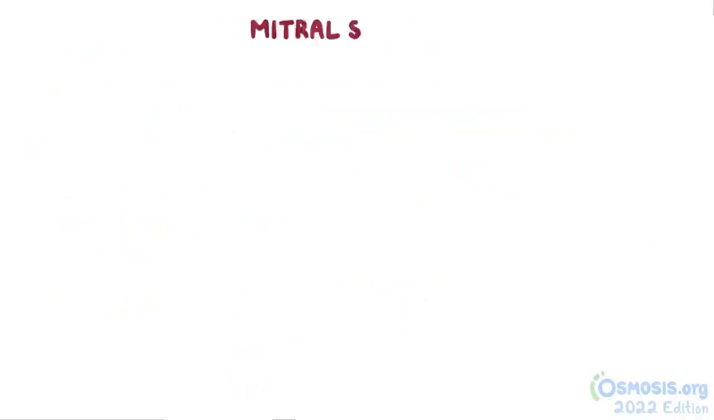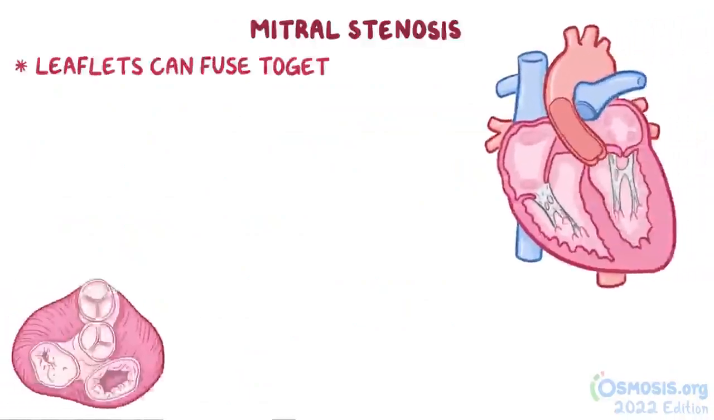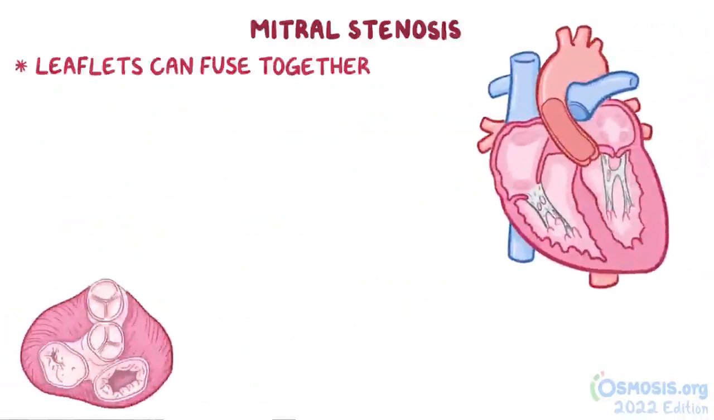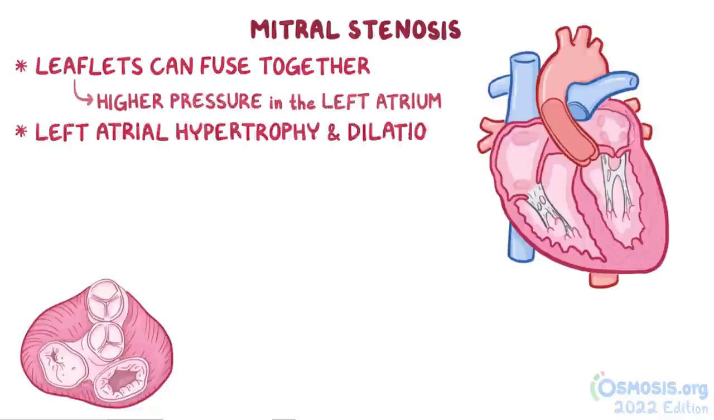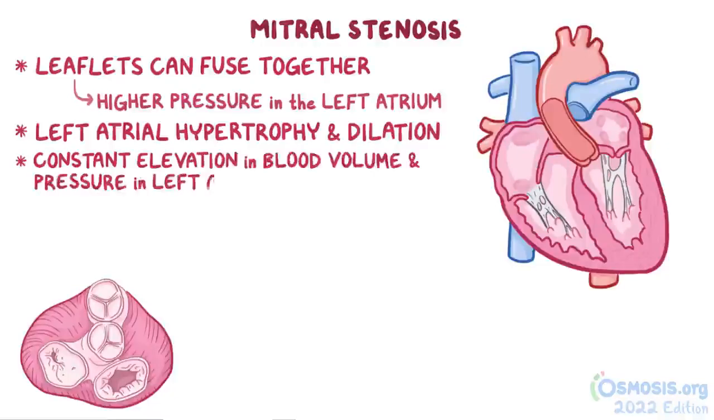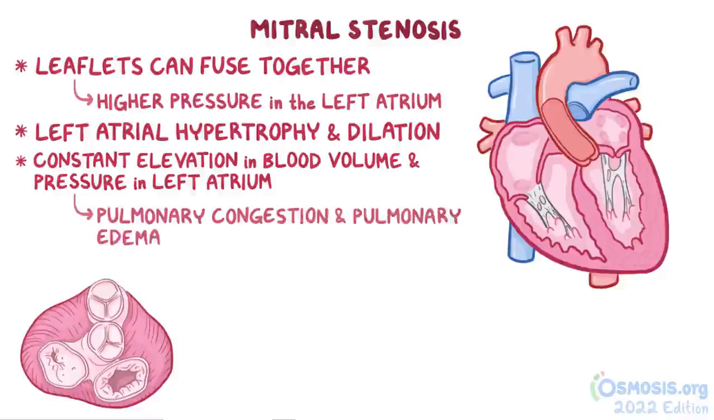In case of mitral stenosis, the leaflets can fuse together, so the mitral valve doesn't open enough. This makes it a lot harder for blood to flow from the left atrium to left ventricle, leading to higher pressures in the left atrium. To compensate for the increased resistance of the valve, there's left atrial hypertrophy and dilation. A constant elevation in both blood volume and pressure in the left atrium causes it to dilate and can allow blood to back up into the pulmonary circulation, causing pulmonary congestion and pulmonary edema.